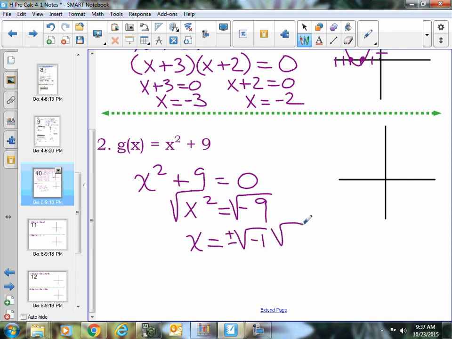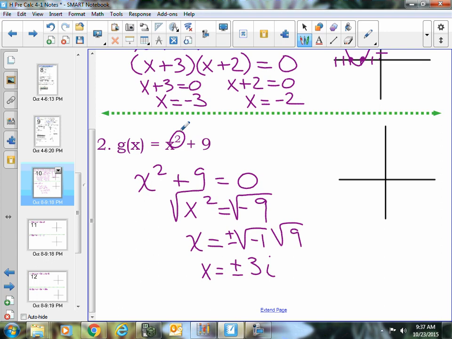I think of it like this: -1 times 9. Separate out the imaginary from the real part. So the square root of -1, that's your i. The square root of 9 is 3. So it'd be plus or minus 3i. So I have 2 imaginary solutions. Important is you don't forget the plus or minus. I knew I had to have 2 answers because it's degree 2, and they're imaginary.